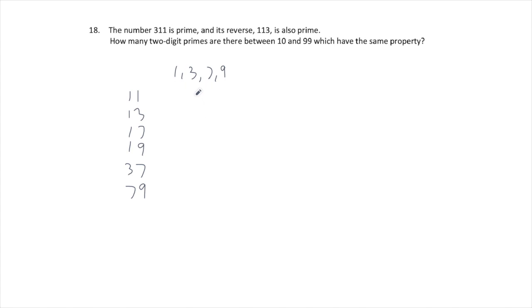The reverse of 11 is 11, which is prime. The reverse of 13 is 31, which is prime. The reverse of 17 is 71, which is prime. The reverse of 19 is 91, which is not prime. The reverse of 37 is 73, which is prime. And the reverse of 79 is 97, which is prime. Now we can count the number of numbers we have, and there are 9. So the answer to this problem is there are 9 two-digit primes between 10 and 99 which have the same property.